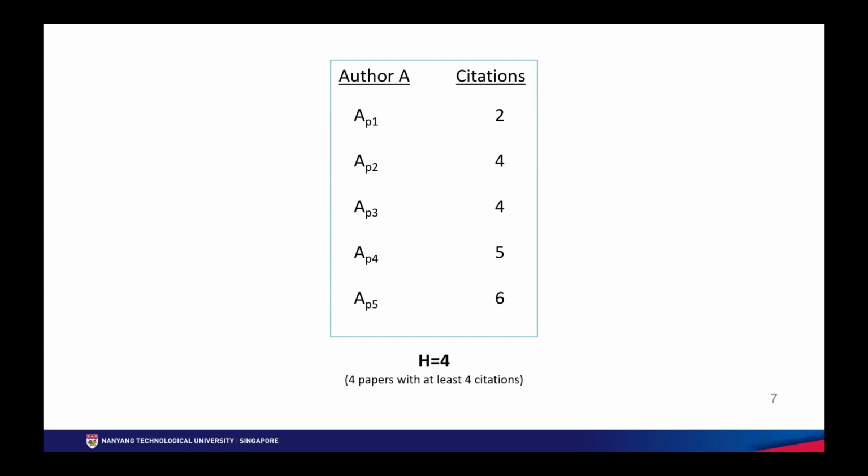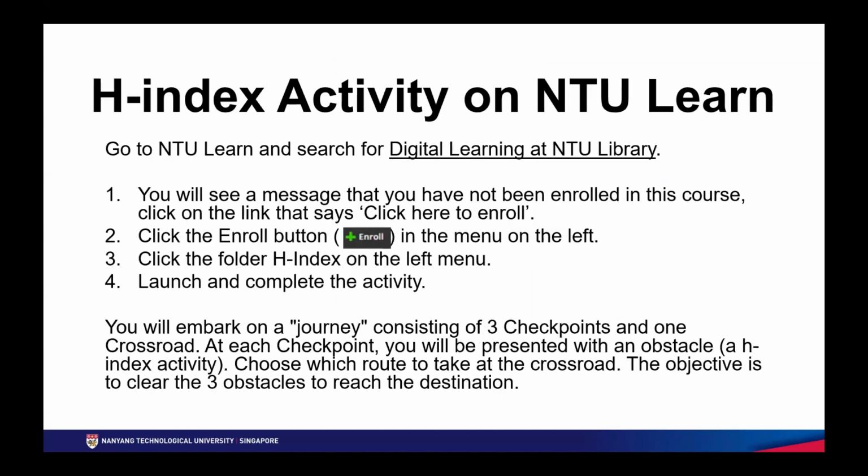The author's H-index at this point of time is 4, as the author has 4 papers with at least 4 citations. If you'd like to learn more about the H-index, you may want to proceed to NTU Learn and follow the instructions that you see on this slide here. This activity will take you about 10 minutes to complete, and it can be quite useful to boost your understanding of the H-index.